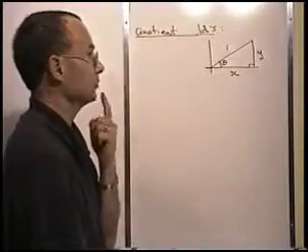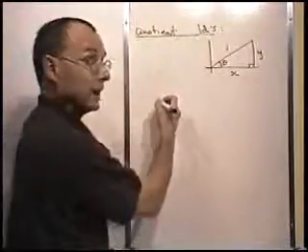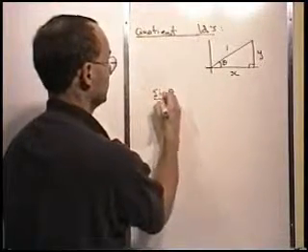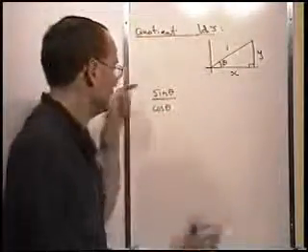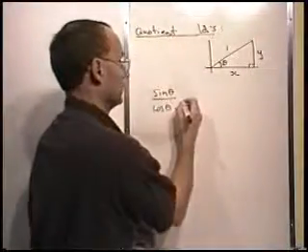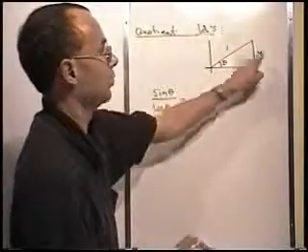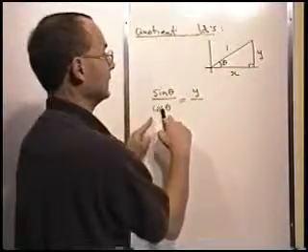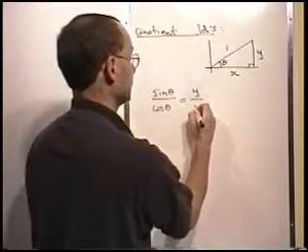What if I took something like this? What if I took, for some crazy reason, what if I wanted to see sine theta divided by cos theta, and I wondered, what does that look like? What is that? Well, let's have a little look. Sine theta, well, that's y over 1, which is just y. Cos theta, well, that's x over 1, which is just x.